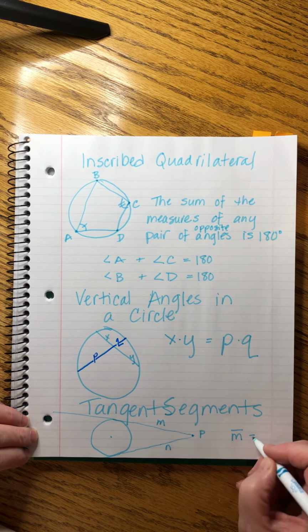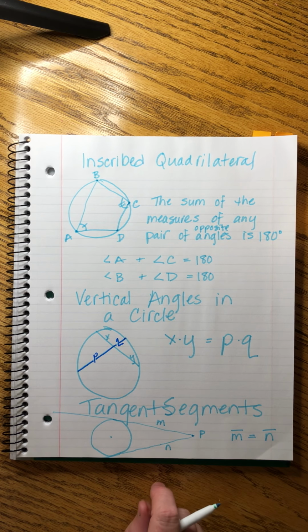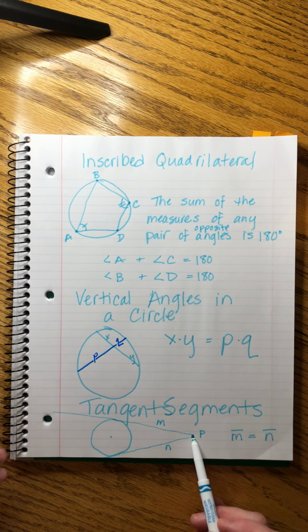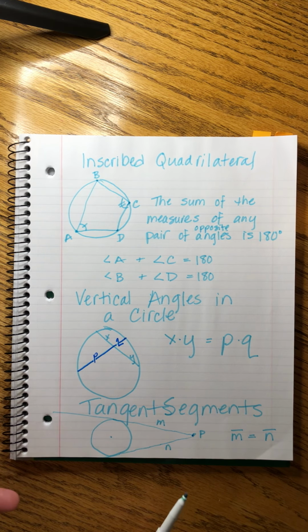Segment M is equal to segment N. They will be equal. And again, there's a proof. We can look at it another time, but you can just trust me that if two tangents come from the same point and touch the same circle, then those segments are equal to each other.